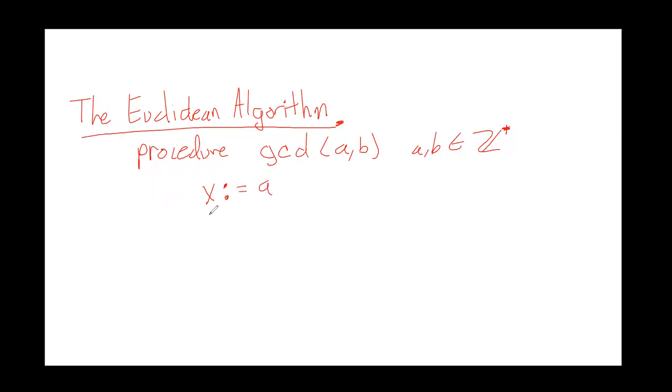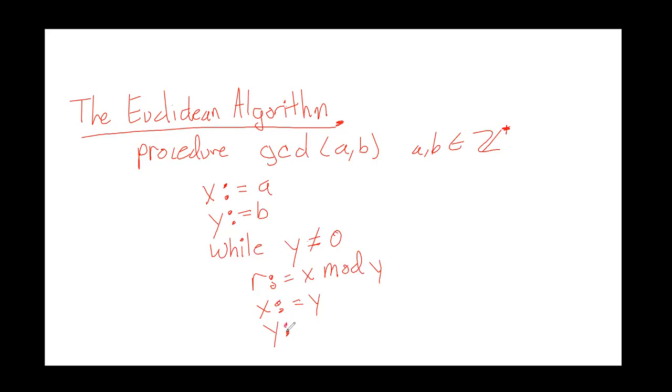Then we'll say x is equal to A, y is the value of B. While y is not equal to 0, the remainder r is x mod y. We're computing r because we know that for any two integers a and b, a is equal to b times some quotient plus some remainder. We will switch y and x, and y and r, and keep repeating this. When y is equal to 0, we will return x.